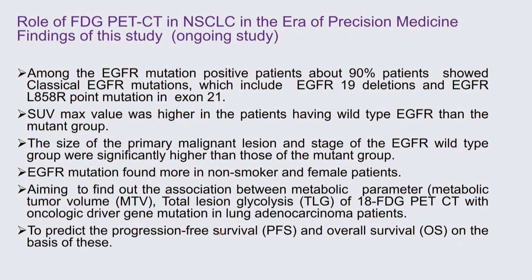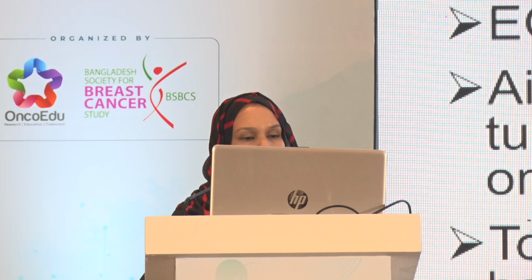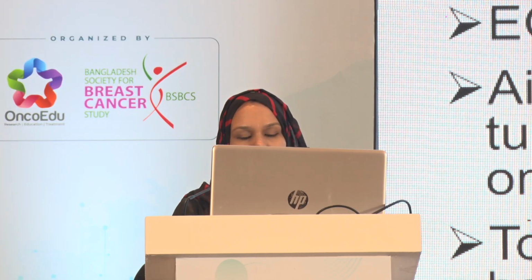We are now aiming to find out the association between metabolic parameters, that is metabolic tumor volume and total lesion glycolysis of FDG PET-CT, with oncologic driver gene mutation in lung adenocarcinoma patients. And we want to predict the progression-free survival and overall survival on the basis of these parameters, and this is our ongoing study.